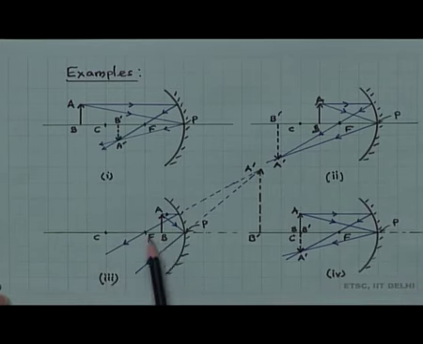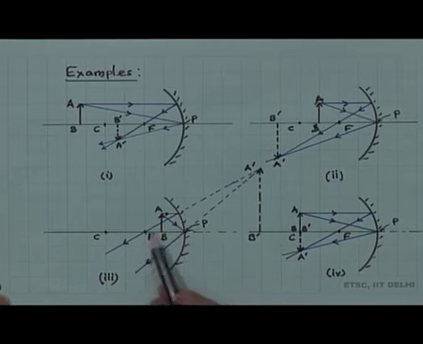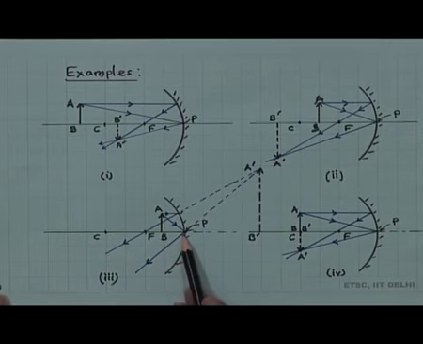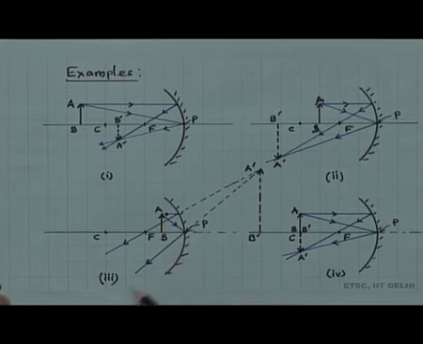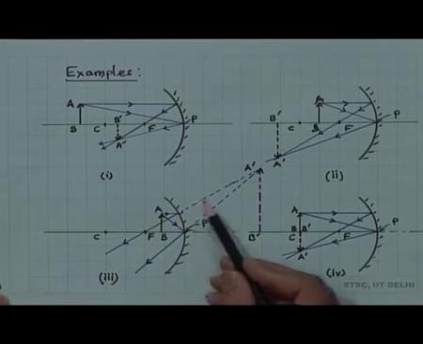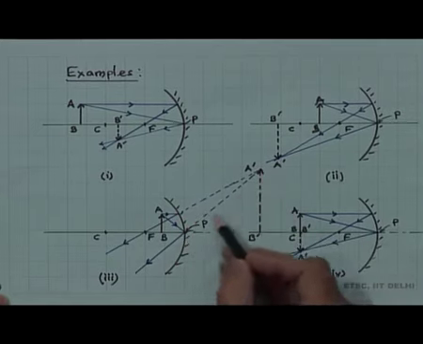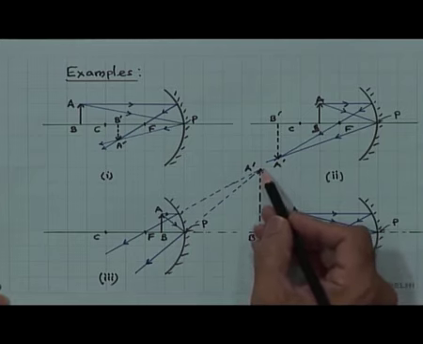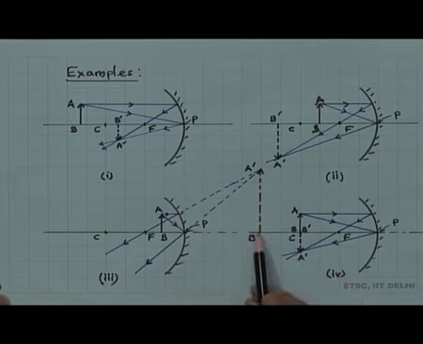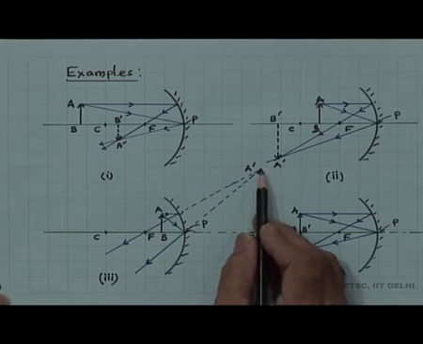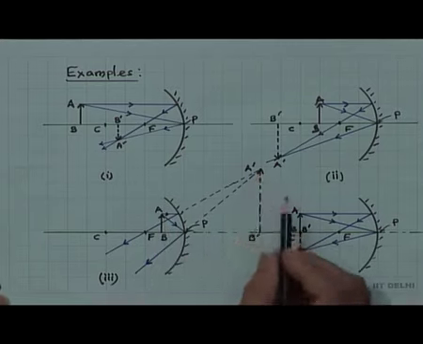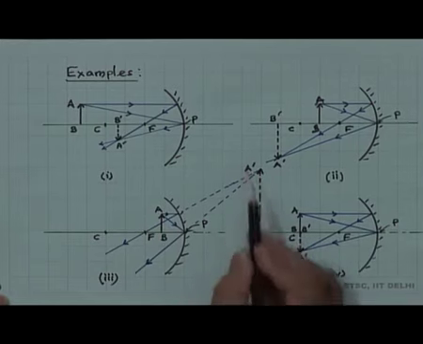Next, I consider an object between the principal focus and the pole, and here is the object AB. The parallel ray is reflected through the principal focus, and the ray through the pole is reflected here. As you can see, these are diverging and therefore they will never intersect in this direction. However, if we extrapolate in the reverse direction, then we see that they intersect at a point here, which is A dash B dash. So this is the image. It is as if these two rays appear to come from the point A dash. If you are looking from here, then it would appear as if the object point A dash is located here, and therefore the image is formed at this location, A dash B dash.